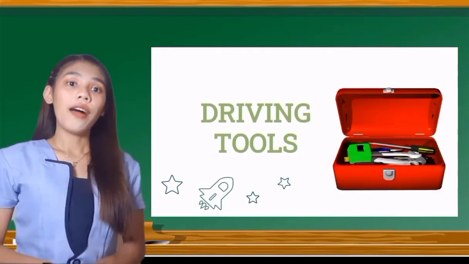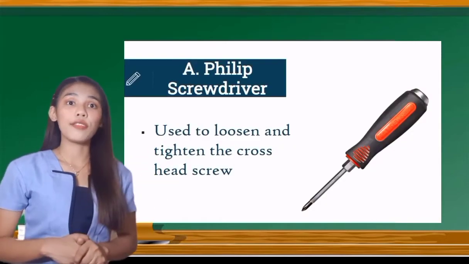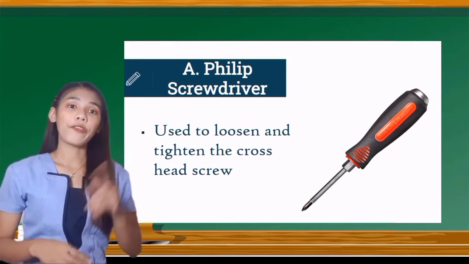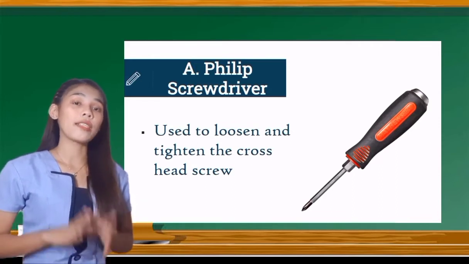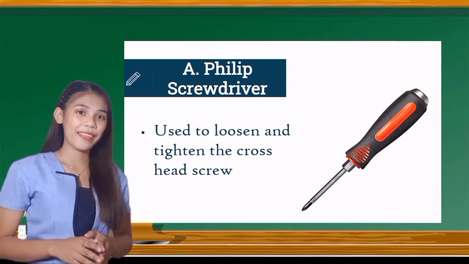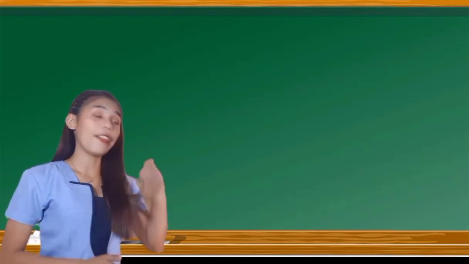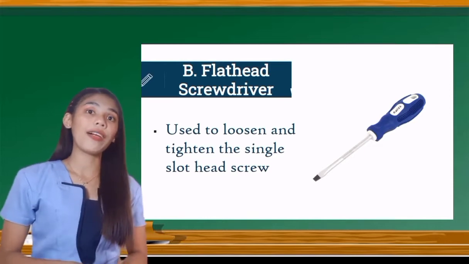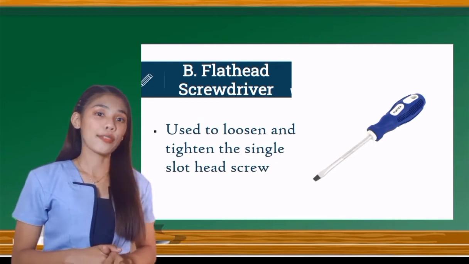So the first one is the Phillips screwdriver. The Phillips screwdriver is used to loosen and also to tighten the crosshead screw. Aside from that, did you know that it is called a Phillips screw because the person who invented this tool is named Henry Frank Phillips? Now you know. So the next one is what we call the flathead screwdriver. The main purpose or use of the flathead screwdriver is to loosen and tighten the single slot head screw.